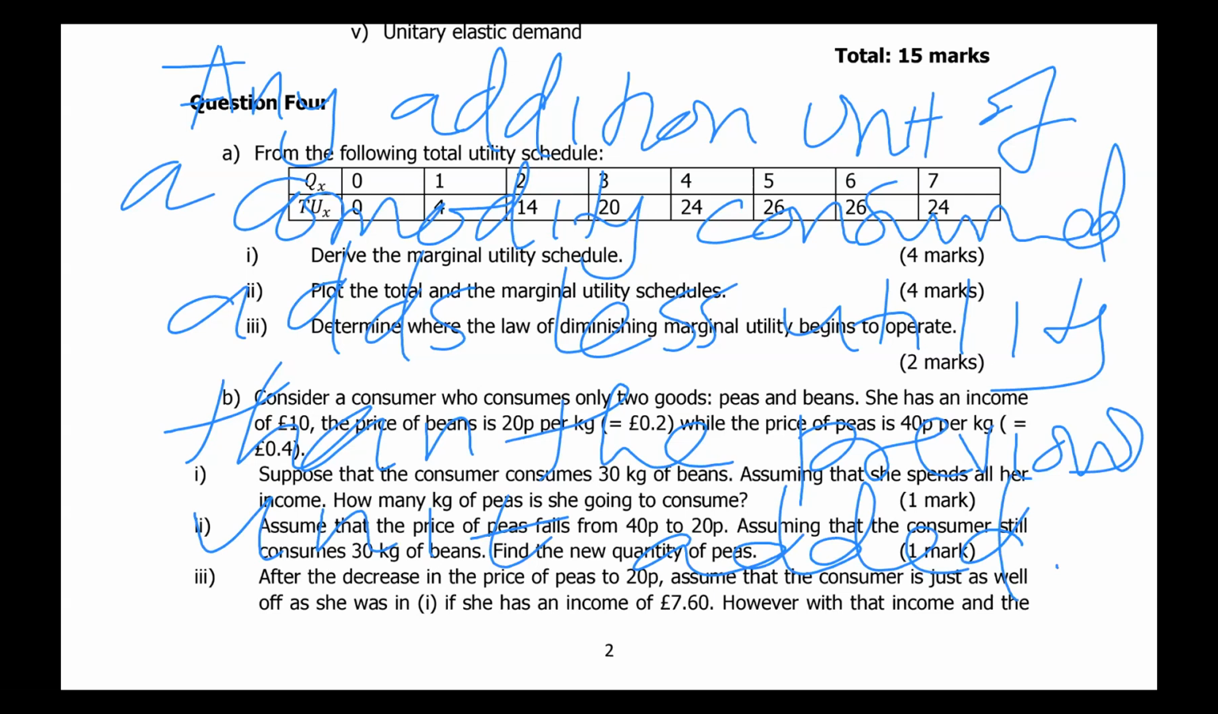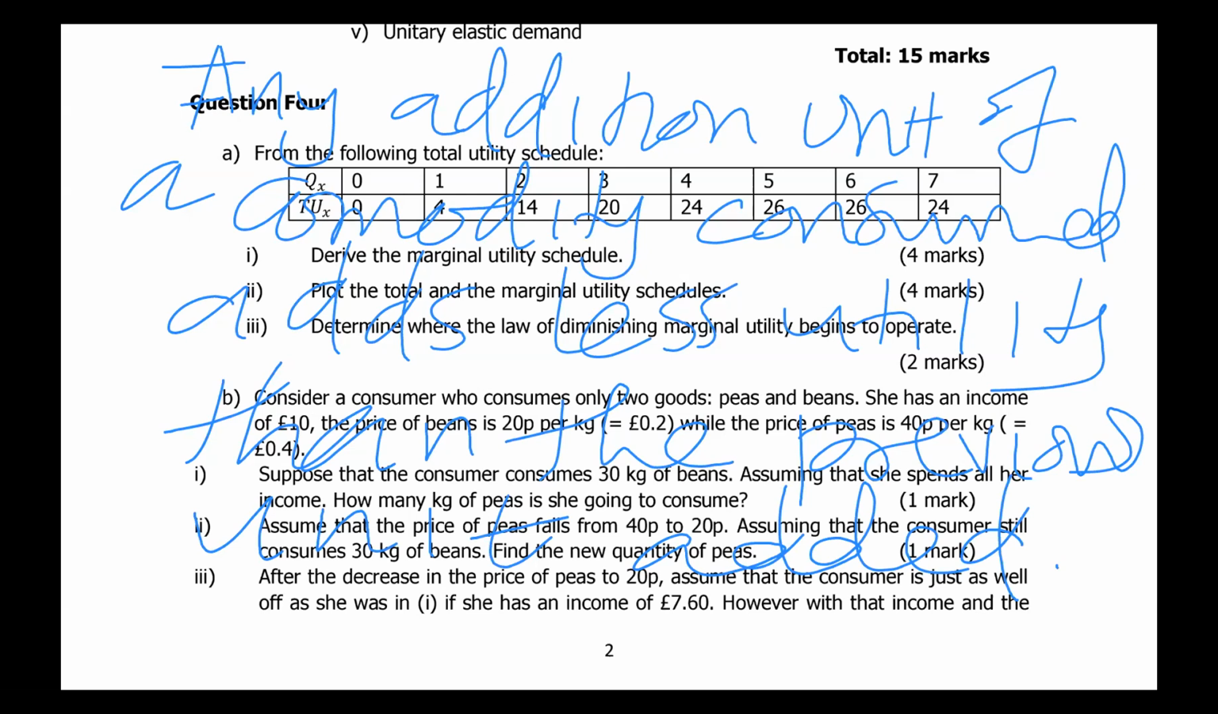Any additional unit of a commodity consumed adds less and less to the utility than the previous unit added, which simply means that additional satisfaction is decreasing and decreasing as you keep on consuming this commodity.